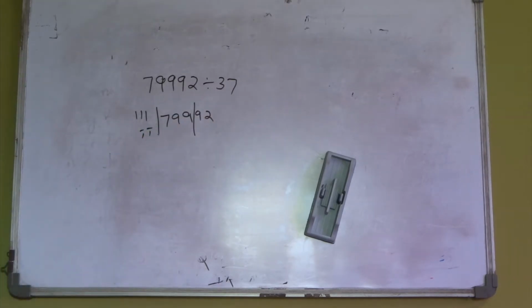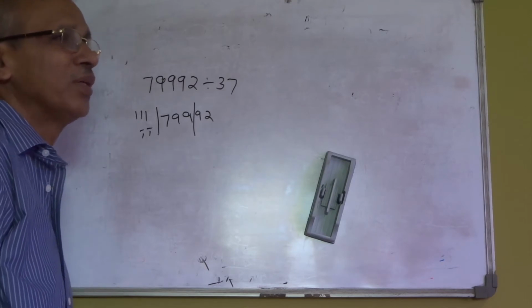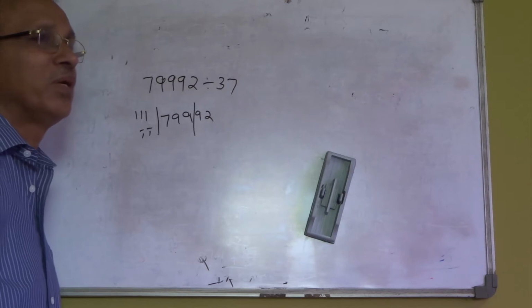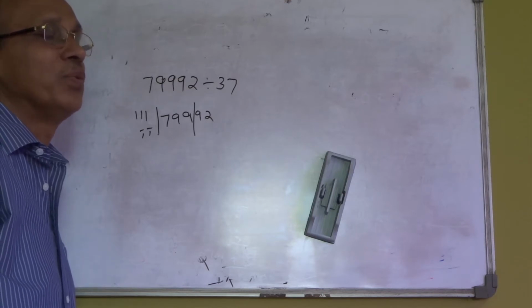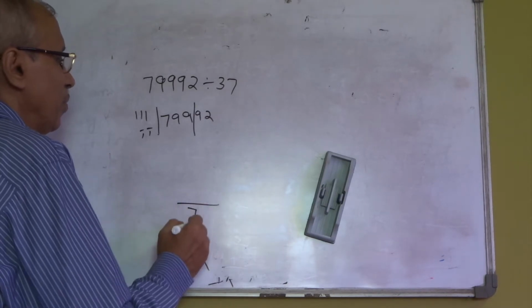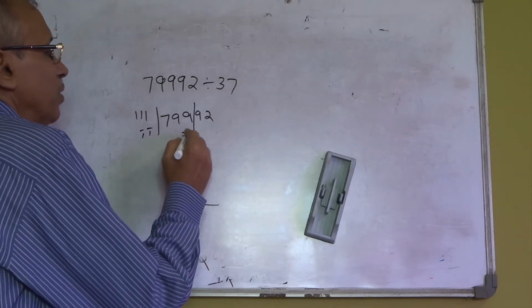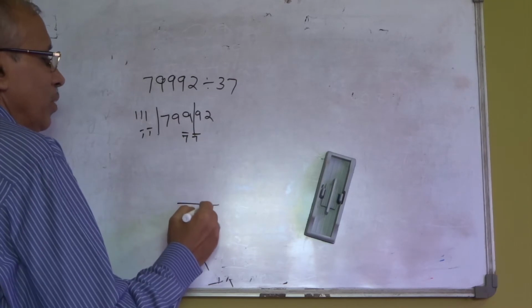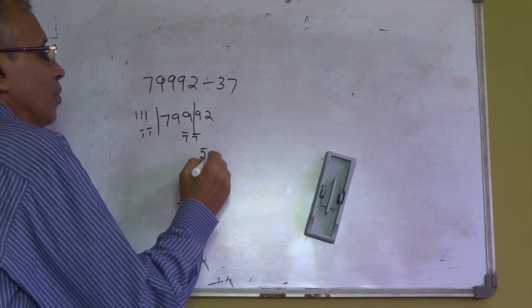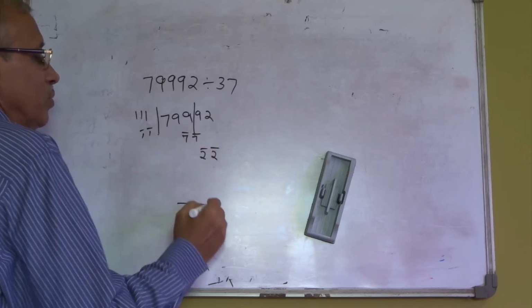We have multiplied 37 by 3. So the answer also should be multiplied by 3. If you are dividing the divisor, answer also should be divided. If the divisor is multiplied, answer should be multiplied. Now this is 7, minus 7, minus 1. 2, minus 2, minus 2. 0.